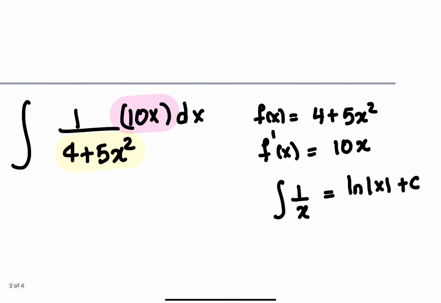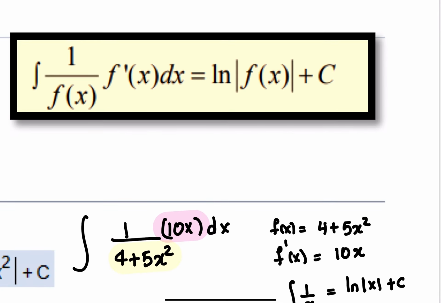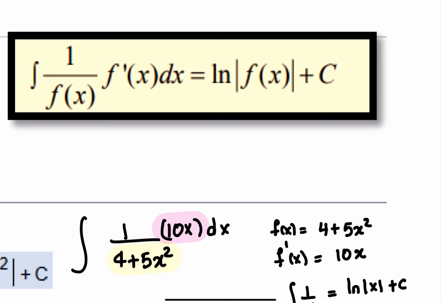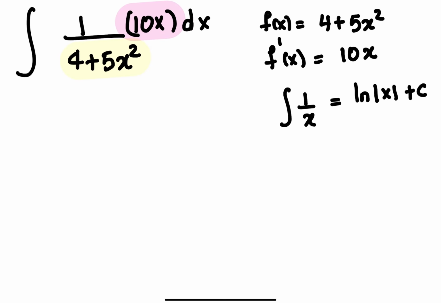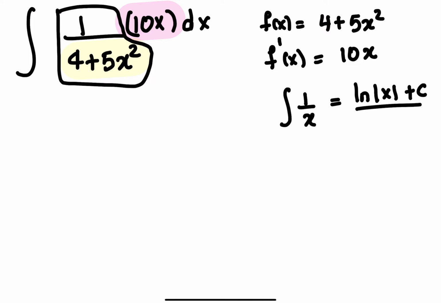You can go ahead and use the formula here, which is right here. I have the function 1 over f of x times the derivative of x. The integral is ln absolute value of f of x plus c. So here you only look at what is the function. So for me, the integral of 1 over the function is ln x plus c.